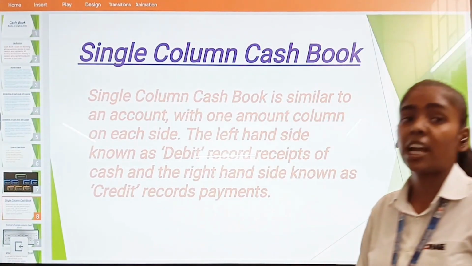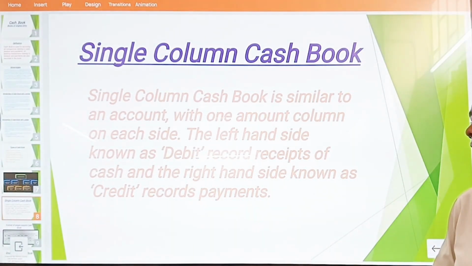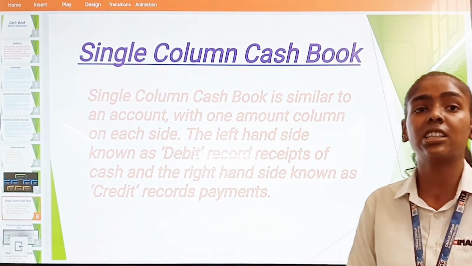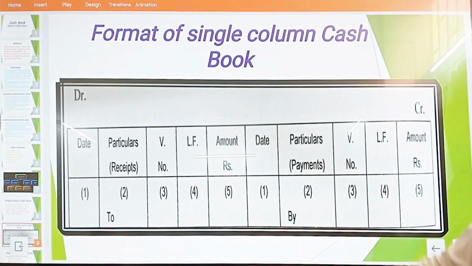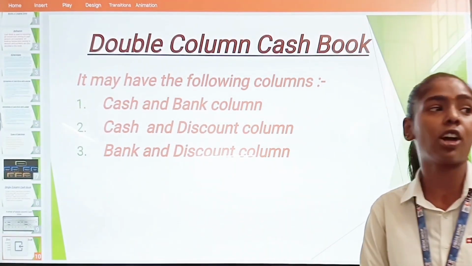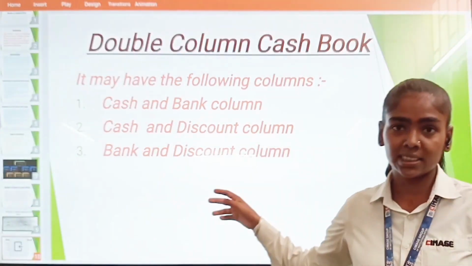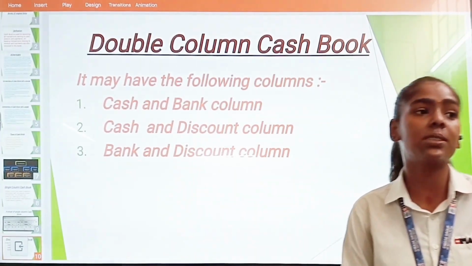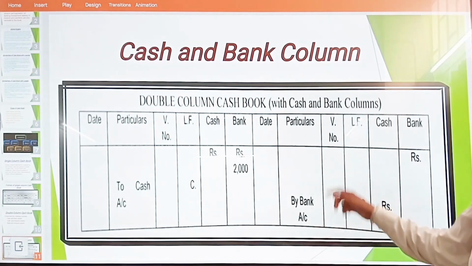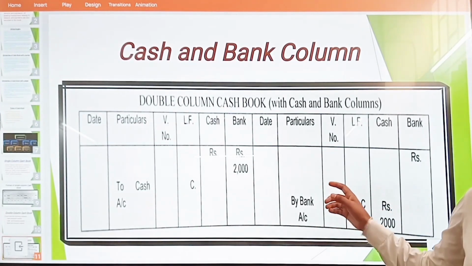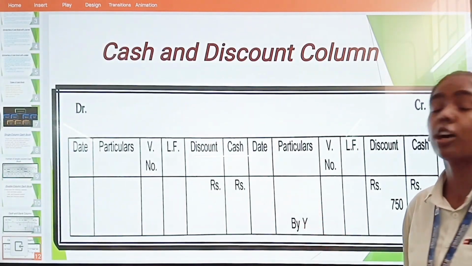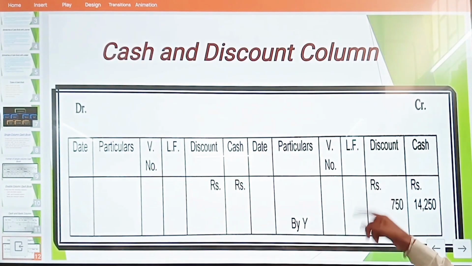What is the single column Cashbook? Single column Cashbook is the simple Cashbook which records receipts in the debit side and payments in the credit side. This is the format of single column Cashbook. Now coming to the second one, double column Cashbook. Double column Cashbook has three divisions. First is cash and bank column, second is cash and discount column, and third is bank and discount column. This is the format of a double column Cashbook with cash and bank column. And this is the format of double column Cashbook with cash and discount column.